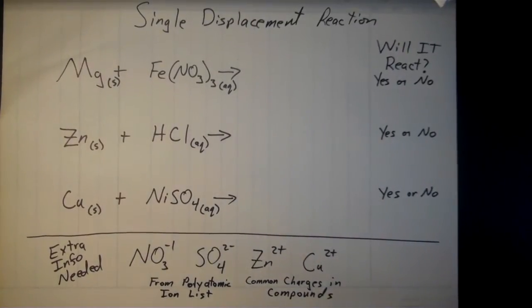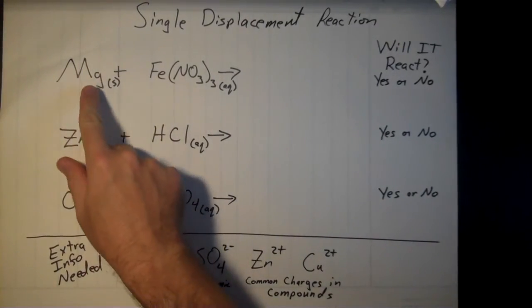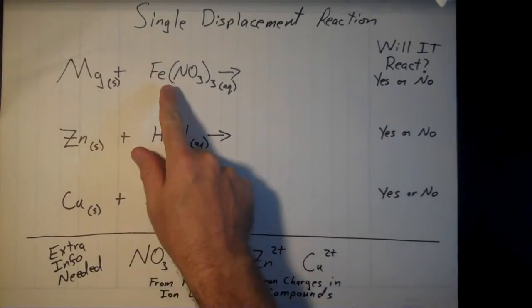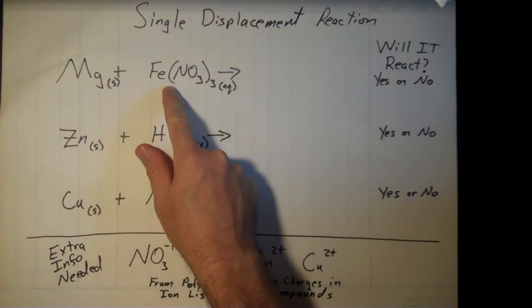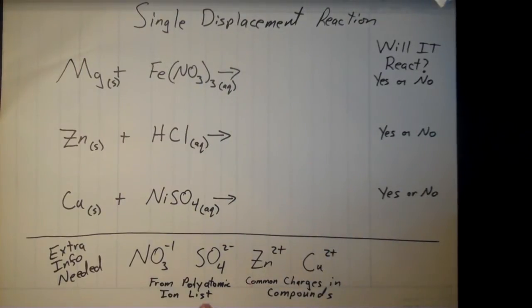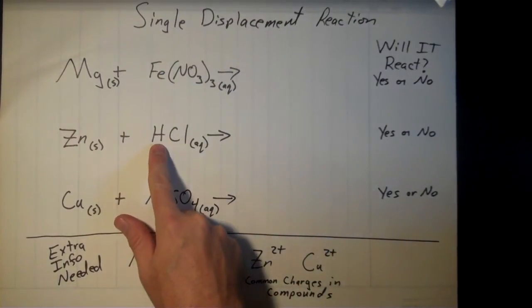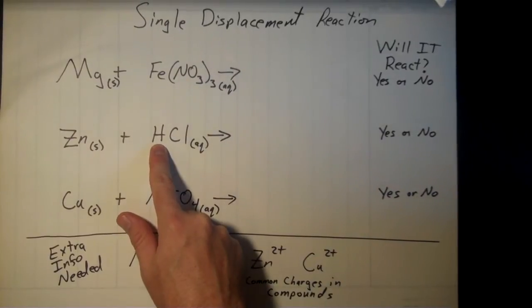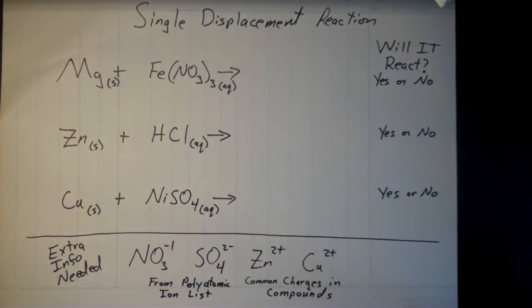For single displacement reactions, what you've got going on in these systems is a metal and a compound. Your product is usually a different metal and a different compound. The only time it won't be a metal is if you've got an acid like hydrogen. If that reacts, you're going to form hydrogen gas. So we'll deal with that one in that second reaction there.